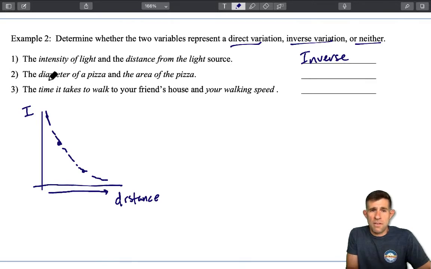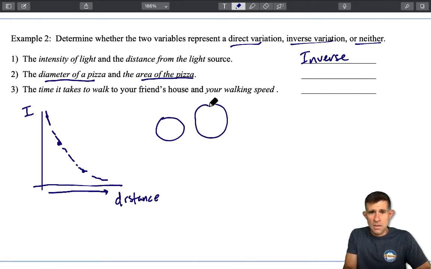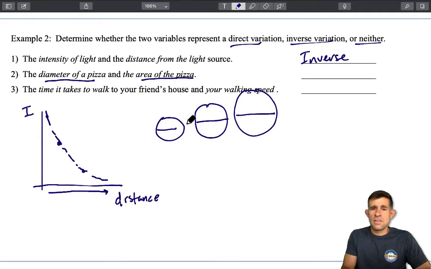All right, next up, here's my favorite topic, the diameter of a pizza and the area of that pizza. Well, pizzas come in circles, so I'm going to draw a little bit of a different visual here. Here's a small pizza, here's a medium, and here's an extra large pizza. So that diameter is just that distance across. And you can see that as that diameter increases, the area of that pizza is also going to increase.